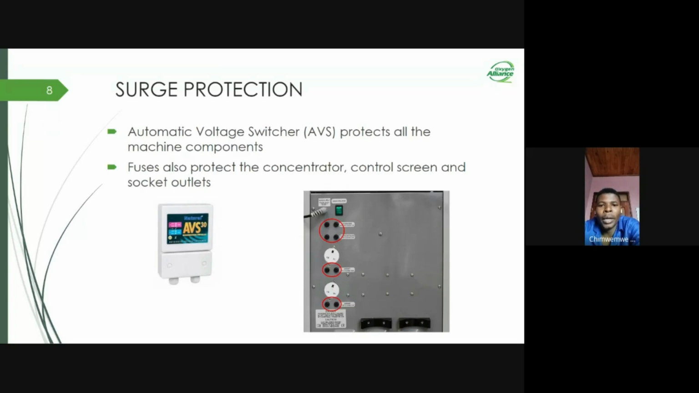So to the right in the graphics, you have the AVS, the automatic voltage switcher. And to the right, encircled in red in the graphics, there are fuses that protect the concentrator and also protect the control screen and the socket outlets. So encircled in red, as you can see there, are the fuses. So moving on.